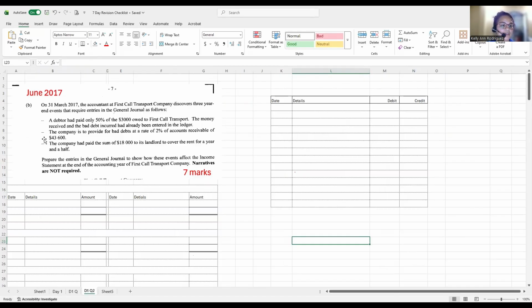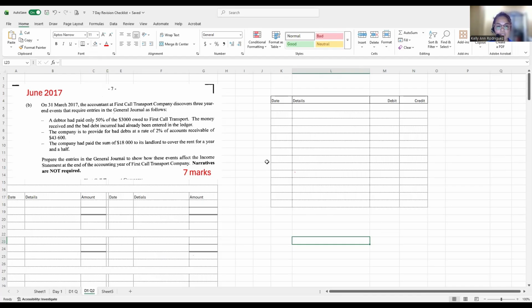An adjusting question, I should say. It's June 2017, a 7-mark question, part B, just for the journal entries. Now, what I tell students to do as well in a question like this, when you're doing journals, is do a T account. I have a ledger account structured out here for you, but in your working booklet, you could just simply draw a T. You don't have to put date, details, and amount. All you have to do is simply draw a T because it's your working.